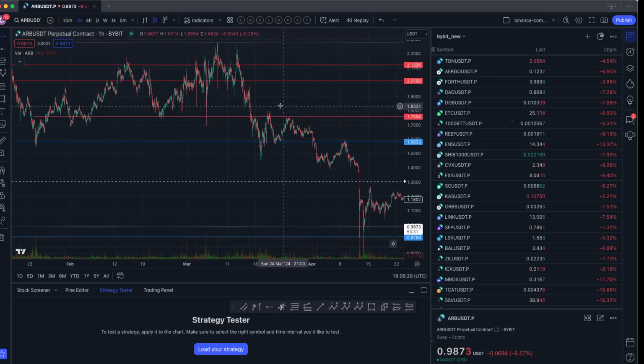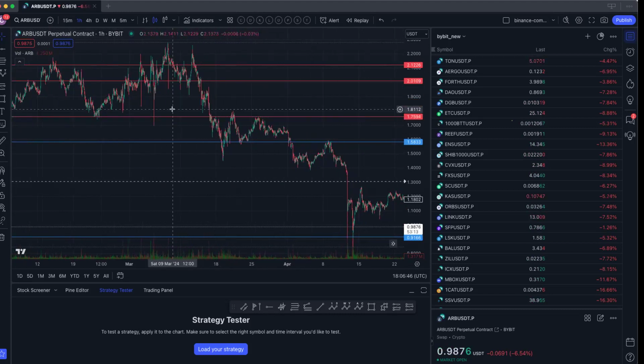And on the 15 minute, you enter the trade only at the 61.8, not anywhere, not at 38.2, not at 0.5, only exactly at the 61.8, and your stop loss must be above 78.6.